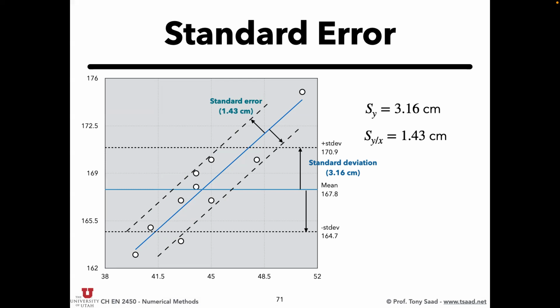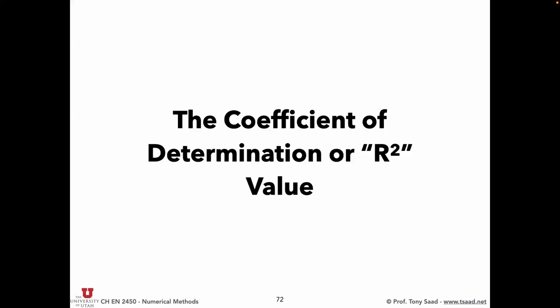Now this naturally leads us, when you compare those two, we can use them to estimate how well our regression is doing. And this leads us to the coefficient of determination, or the R-squared value.